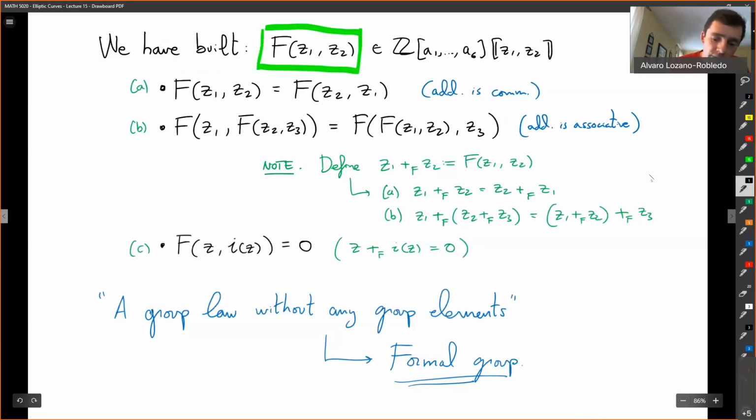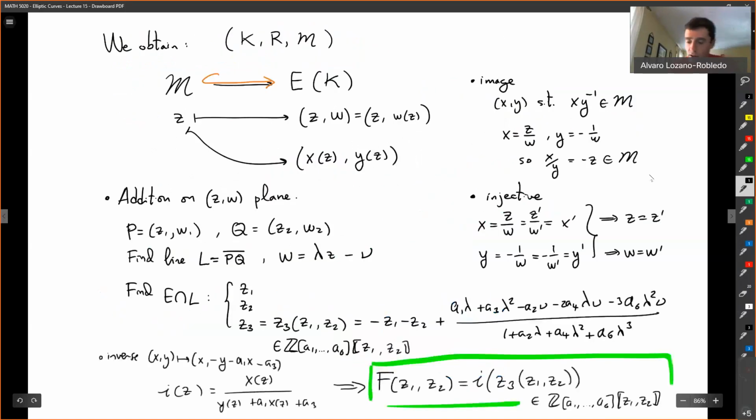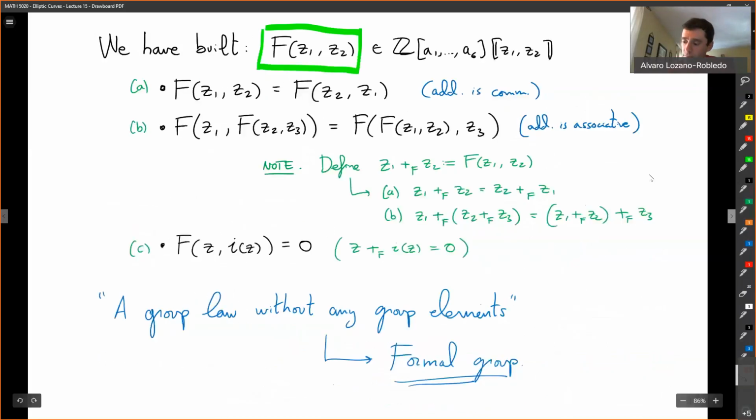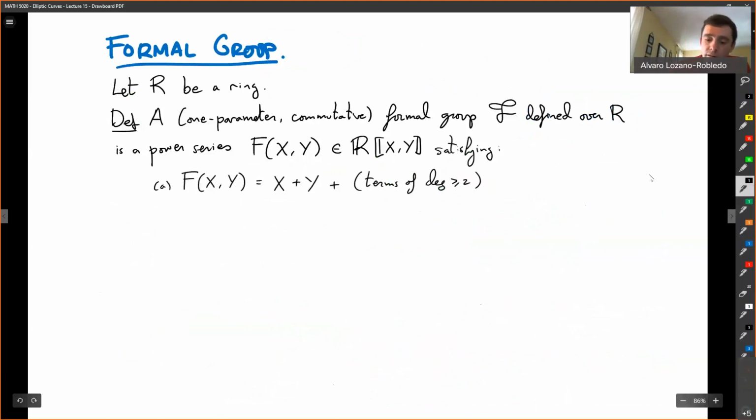If you go back to the power series we've constructed, I wanted to at least show you this because it is here. You see that the z coordinate of your third point of intersection is minus z1 minus z2 plus higher order stuff. And when you do the inversion, it will change the sign. So my power series capital F in the formal group of an elliptic curve does start at z1 plus z2 plus terms of higher order.